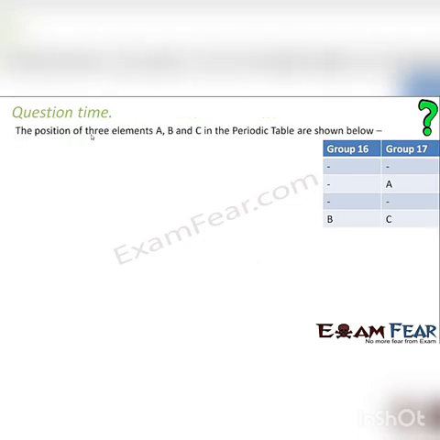The positions of 3 elements A, B, C in the periodic table are given below: group 16, group 17. State whether A is a metal or non-metal. You can see that group 17 elements are all non-metals, right? So A is a non-metal. That is confirmed.